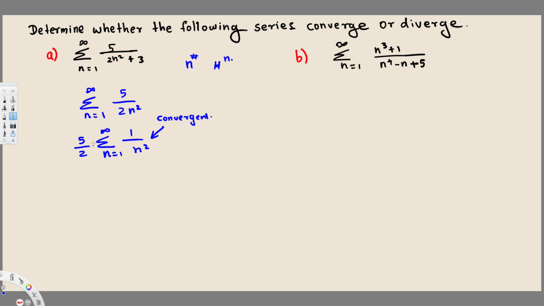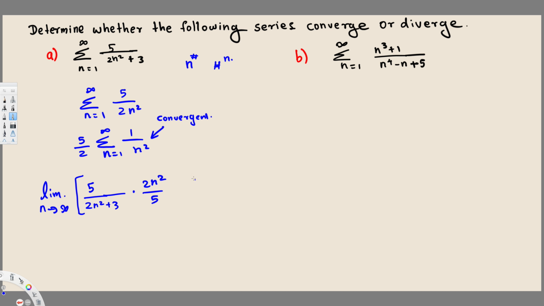We just took the dominant terms and analyzed this one. But in order to find whether this one converges or diverges, we have to take the limit comparison test. So what we have to do is take the limit as n approaches infinity of n over 2n square plus 3 and divide by this one, which is actually 5 over 2n square. Dividing by 5 over 2n square is the same as multiplying by 2n square over 5, right?